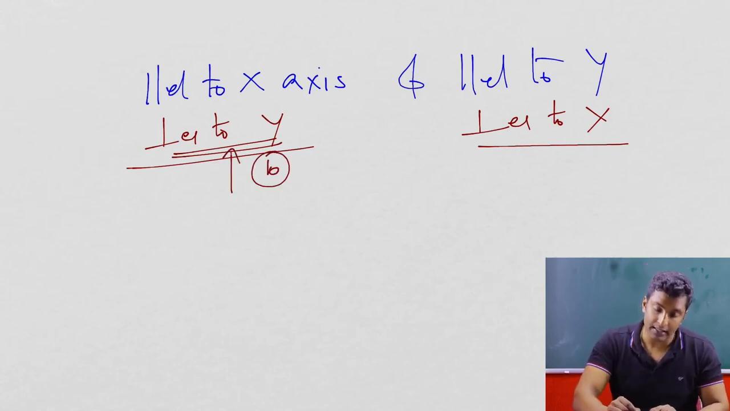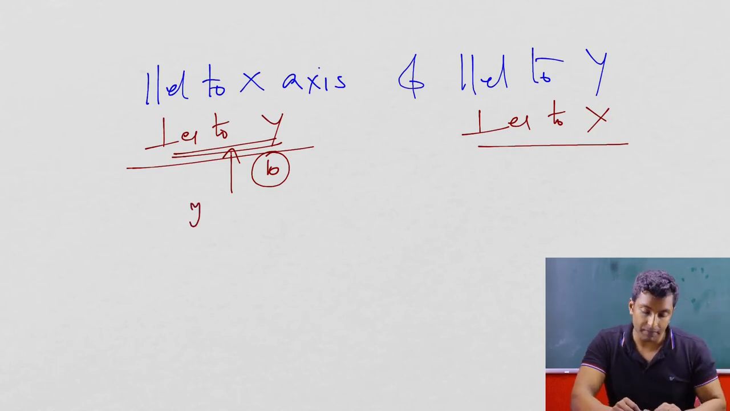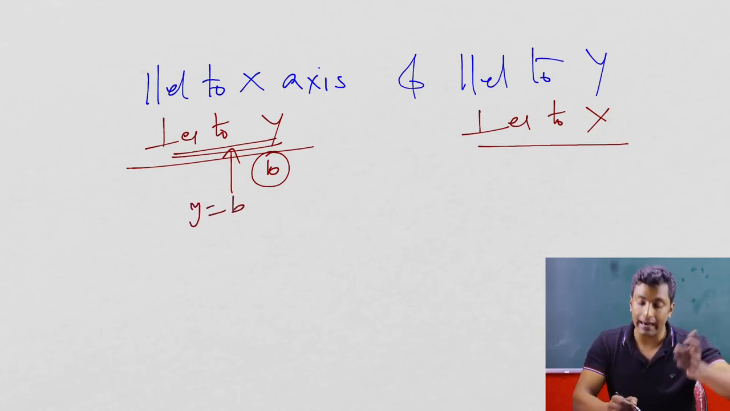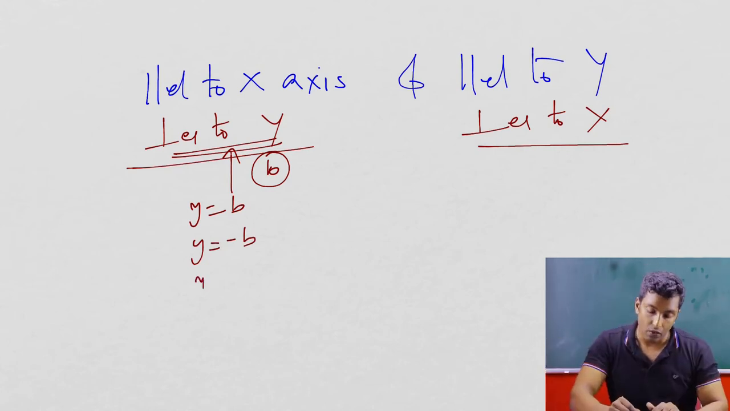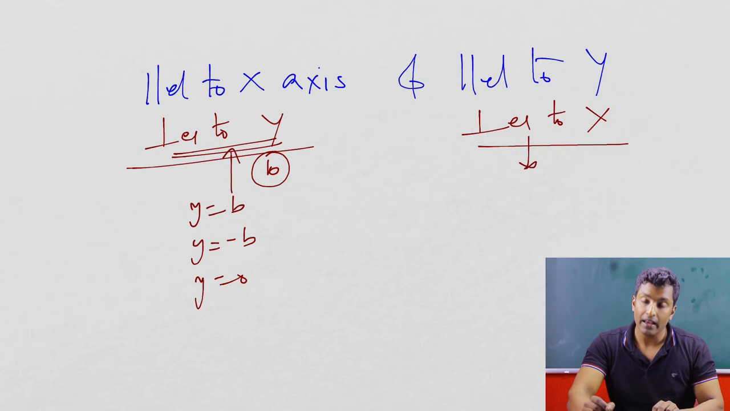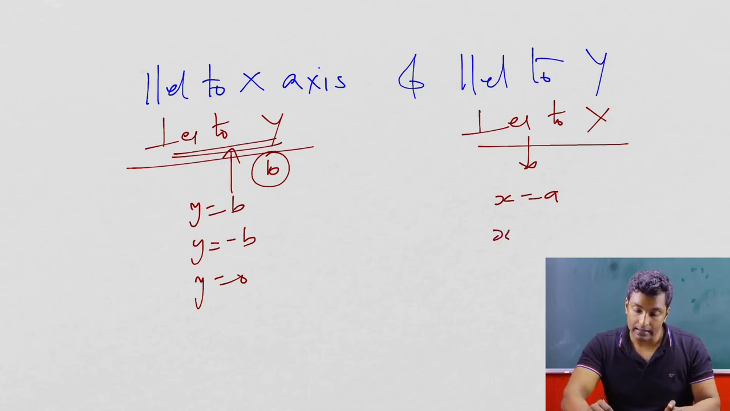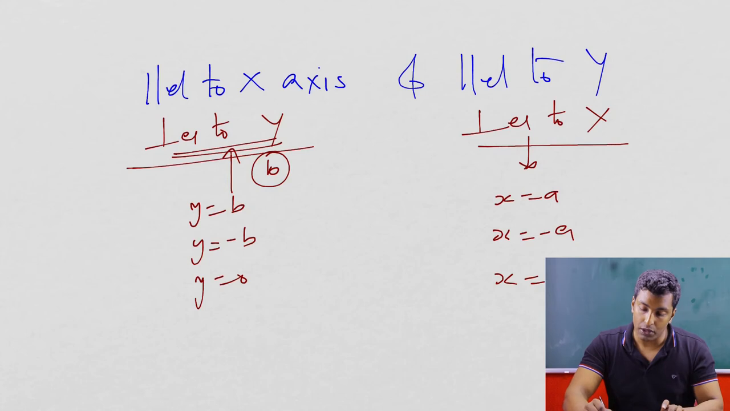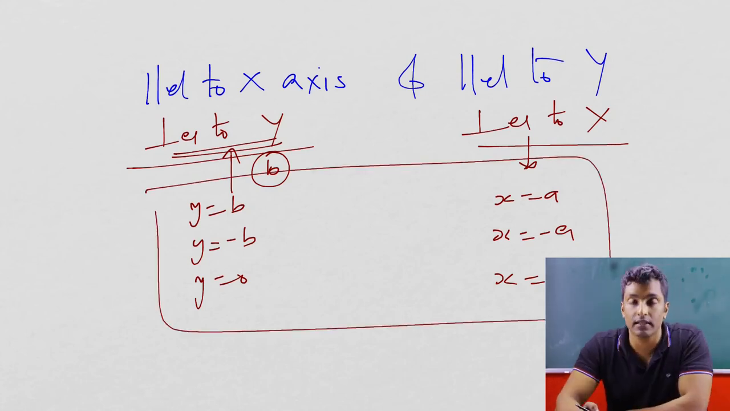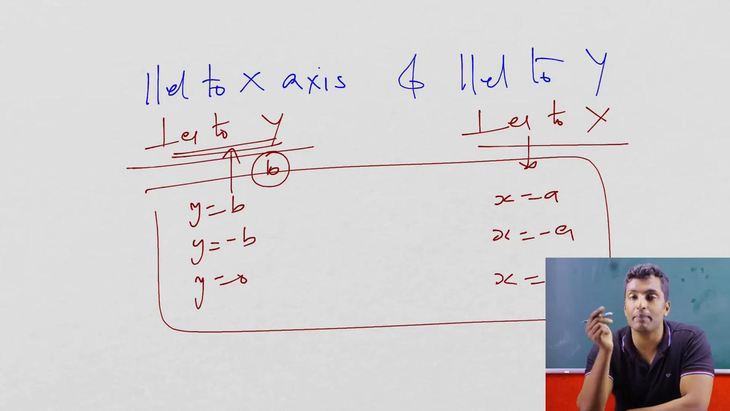So if I am saying the distance is b, if it is on the positive side, y equals b. If it is on the negative side, y equals minus b. If it is on the x-axis, y equals 0. Here, if the distance on the positive side is a, x is equal to a. On the negative side, x is equal to minus a. On the y-axis, x is equal to 0. I hope this is clear for all of you. So this is the equation of a line which is parallel to the x-axis and parallel to the y-axis.